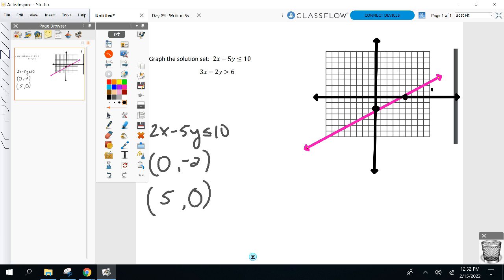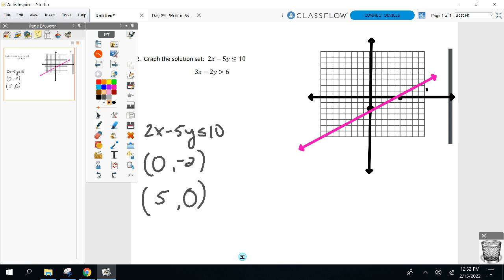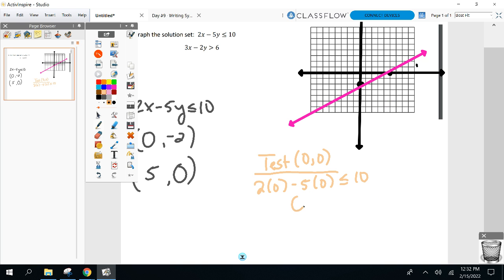Now to your question, Lizzie: what's the deal with the shading? Good question. Does this line go through (0, 0)? No, so you can test it. If your line does go through (0, 0), you have to test another point, like (1, 1). You can't test (0, 0) if your line goes through it. So here we go. You plug in 0 for x and 0 for y. 2 times 0, 5 times 0. What do you get on the left-hand side? 0, it wipes it out. Is 0 less than or equal to 10? Yeah.